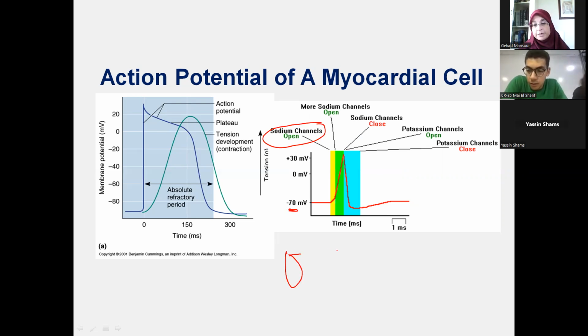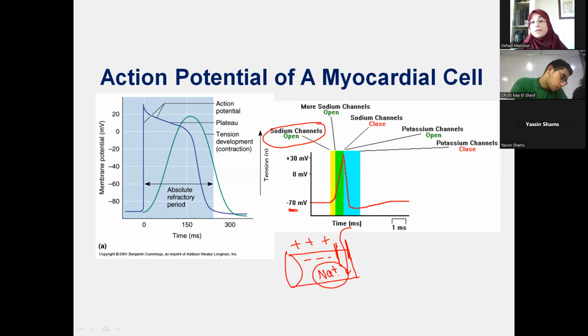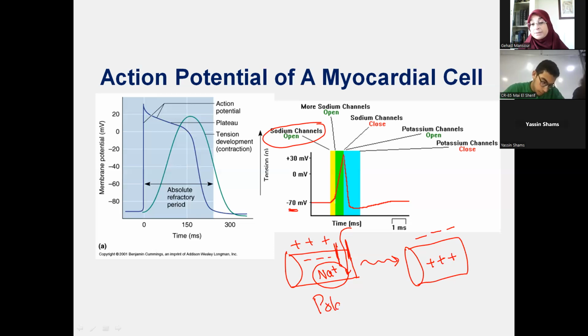لما يكون عندي الممبرين polarized بالمنظر ده في resting state وبعدين يتفتح صوديوم channel ويدخل الصوديوم كده. طبعا the entry of sodium inside the cell will reverse the polarity. It will make the inside, it will add to the positive charge here and diminish the positive charge outside. وده سبب ان انا بتحول من polarized resting state depolarized state. opening of the sodium channel.